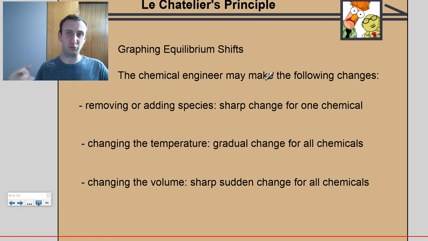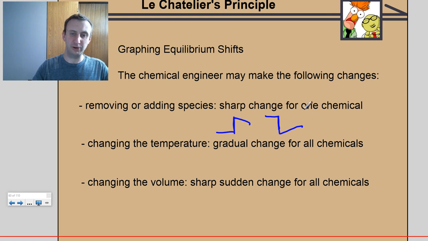Okay, very last thing is graphing equilibrium shifts. The chemical engineer can make changes and then it actually can be seen on the graphs. So when I look at a graph, here are the different changes and how they would look. If I remove or add species, you see a very sharp change for just one chemical, okay, which means that that is the thing that I stressed, right? That is the stress that I made was removing that chemical. So if you see a very quick change for one chemical, a very quick boom, straight up, or it's here at equilibrium, and then boom, a drastic shift down, and then it goes back up again, that is due to removing or adding a chemical.